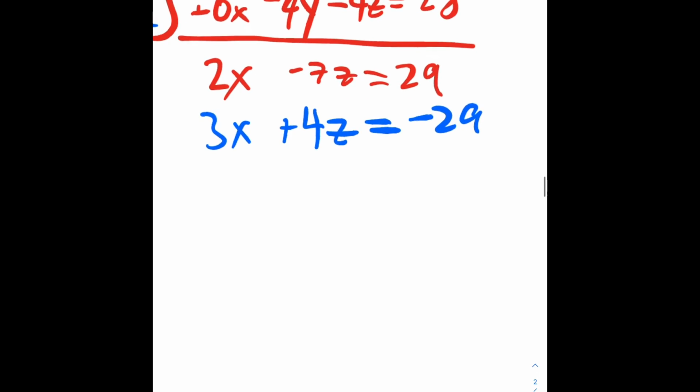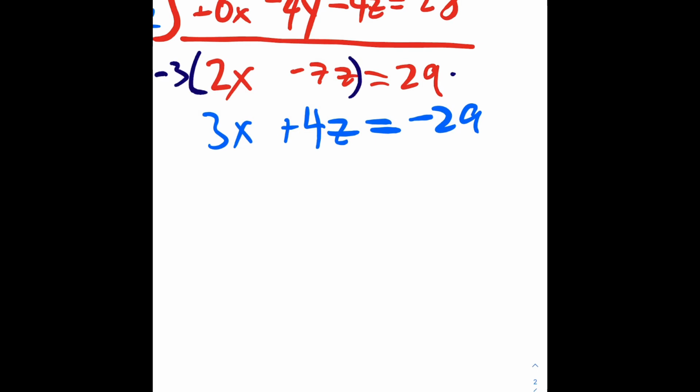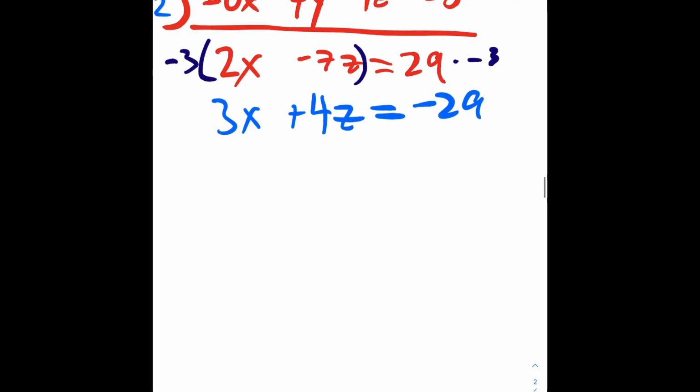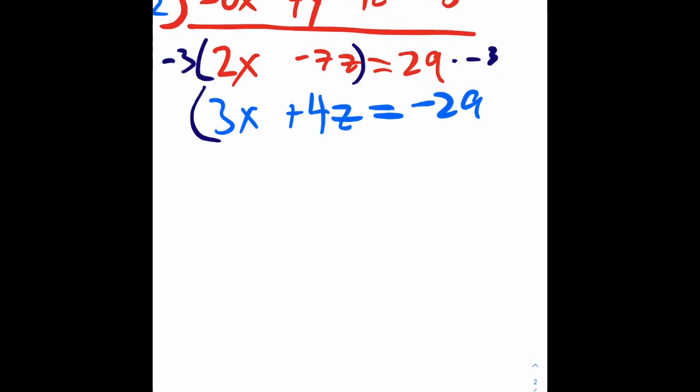So let me use these, right? I've got two equations, two unknowns, so I can solve this. I'm going to multiply the top by negative 3, the bottom by 2. That'll give me negative 6x plus positive 6x, and that'll cancel out. So let's do that real quick. Multiply the top by negative 3 on both sides, right? Whatever I do to one side, I have to do to the other. Multiply the bottom by positive 2 on both sides, okay?